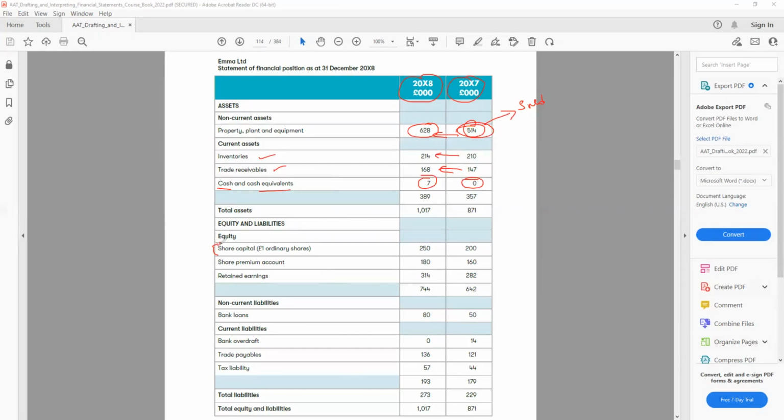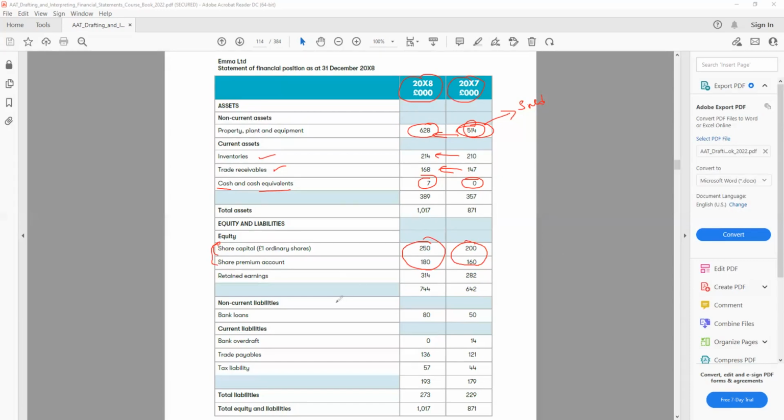Now share capital and share premium, we normally do together rather than as two entities. We do one, so we add share capital and share premium together. So it will be, for example, 260. And then we minus from 250 plus 180. So that will give us the difference. How much is a new issue of the share capital?